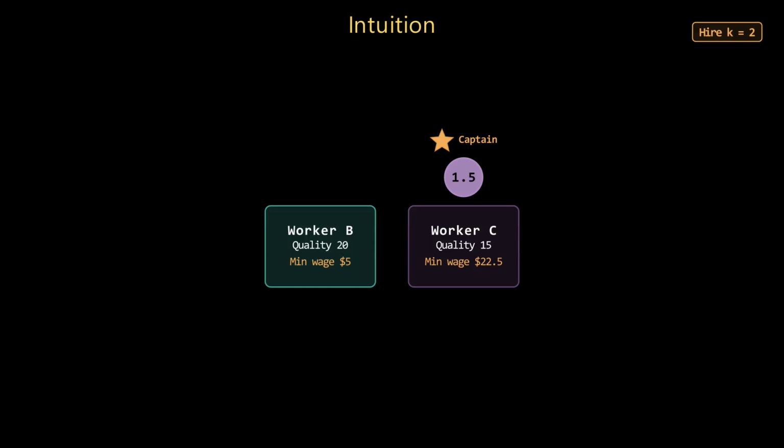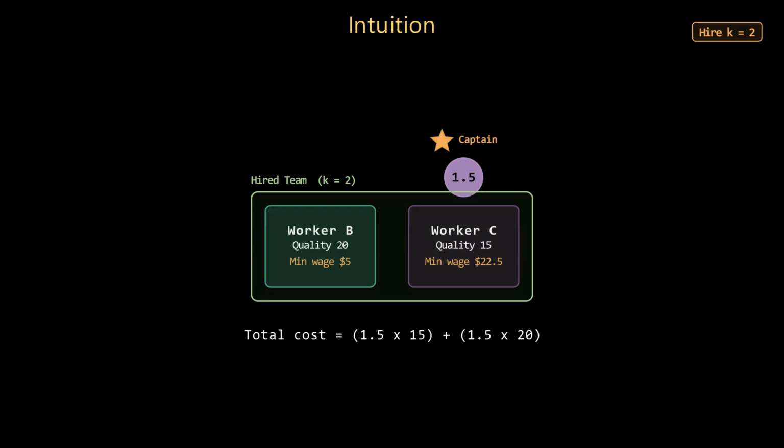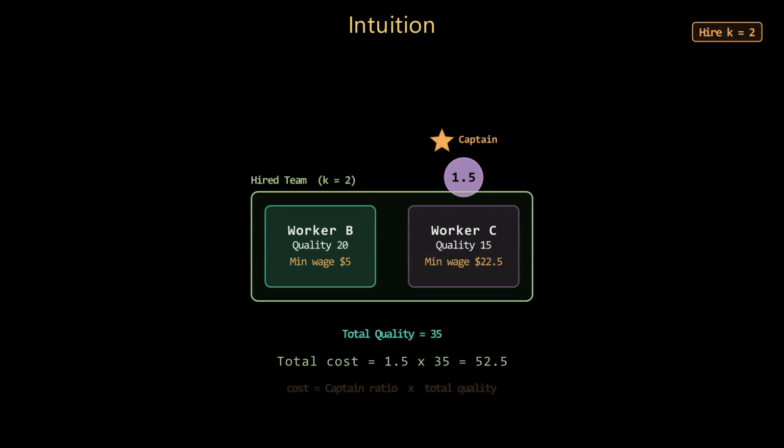Once we understand the captain's rule, the total team cost becomes beautifully simple. Instead of adding up each salary on its own, we factor out the shared rate. The total cost of any valid team is just the captain's ratio multiplied by the sum of everyone's quality. To minimize the total, we must shrink both of these factors at the same time.